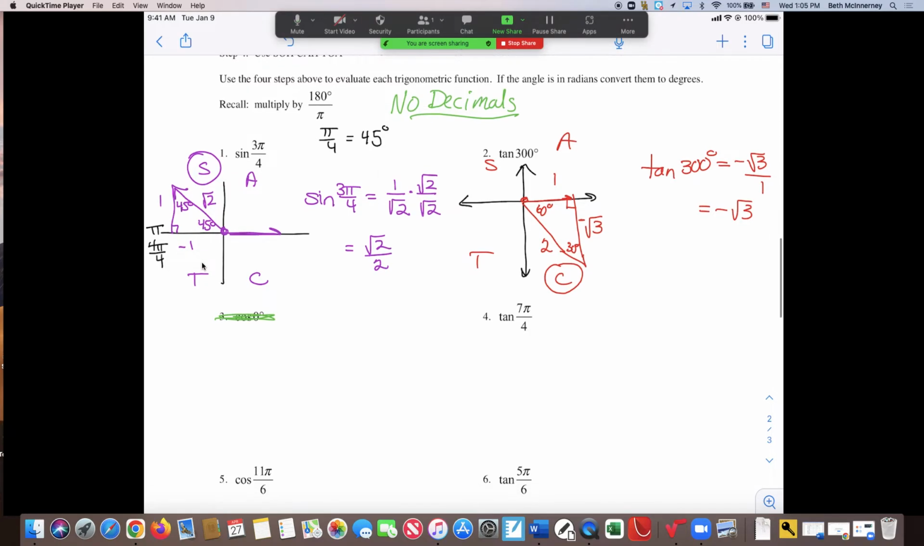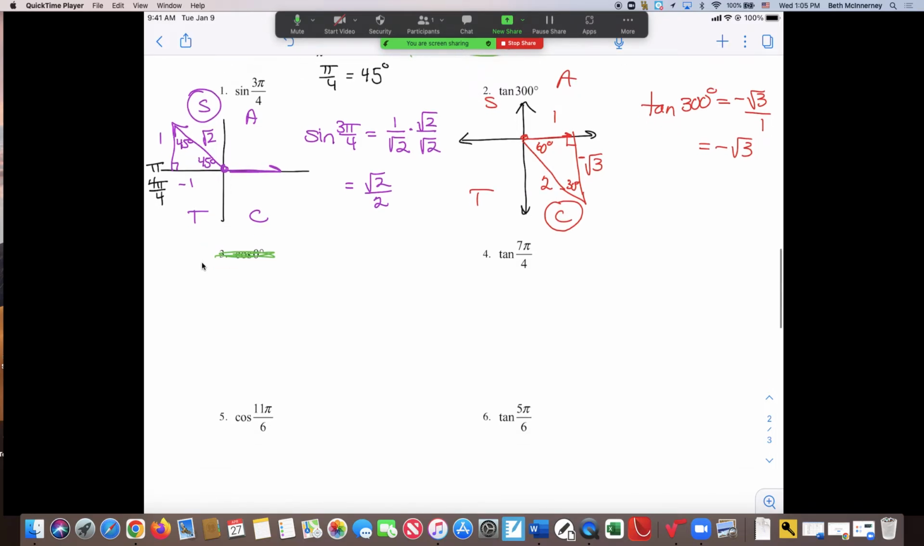Do you have to use that all students take calculus? You do not. It's just for the sign. What you could do is ignore making that negative, do the problem, and then go all students take calculus, say, oh, tangent should be negative there, and just pop the negative. Exactly. That's just a check. It's just a check.